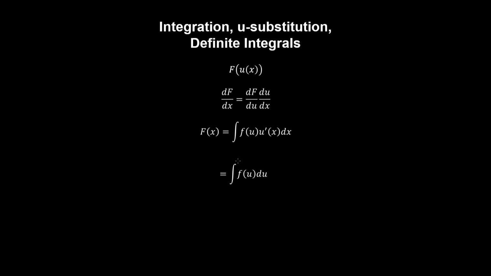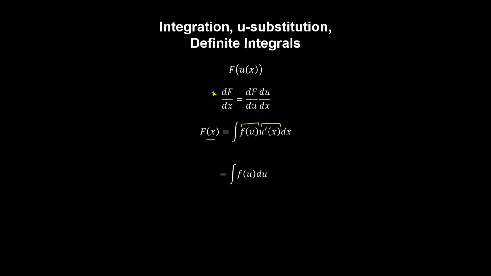We've seen that u-substitution can be applied to indefinite integrals, where we're integrating a composite function of u multiplied by the derivative of u. And this basically gives us the antiderivative by reversing the application of the chain rule.